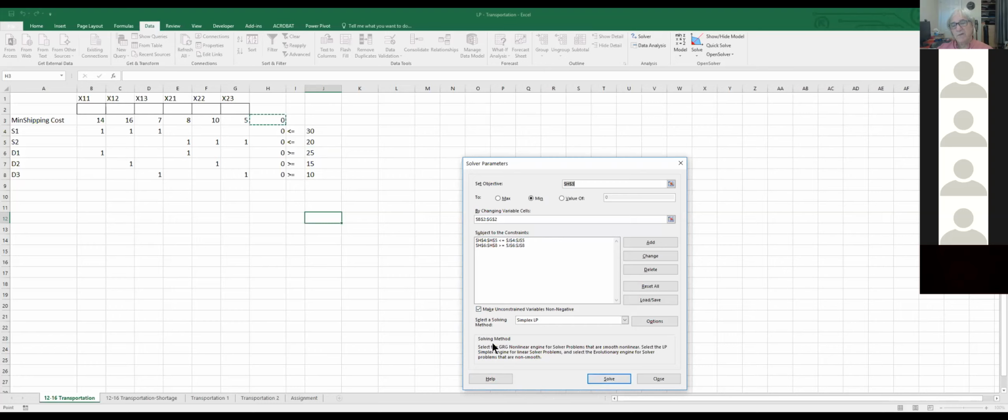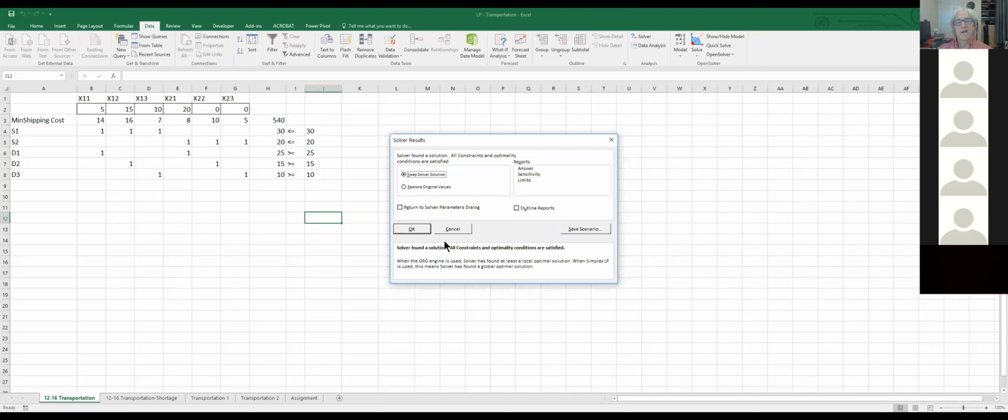I can solve the problem because I checked that it's non-negative. I have it from last time. And I see that the simplex is already selected. I'm solving. I did click on sensitivity to get it and then copy it into PowerPoint, but I will not do it now.